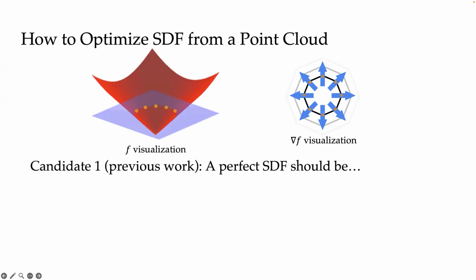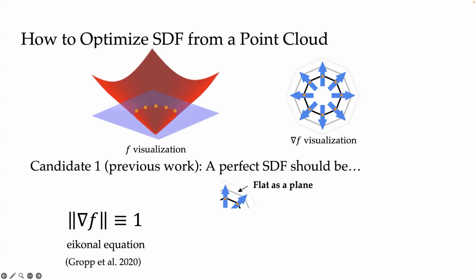For example, the norm of gradients should be 1 almost everywhere. This is known as the eikonal equation, and it was first introduced for SDF optimization in 2020. If we assume the surface is made of polylines, we can also observe that the SDF should be almost flat in most areas. This gives us another condition that can be used as a loss.